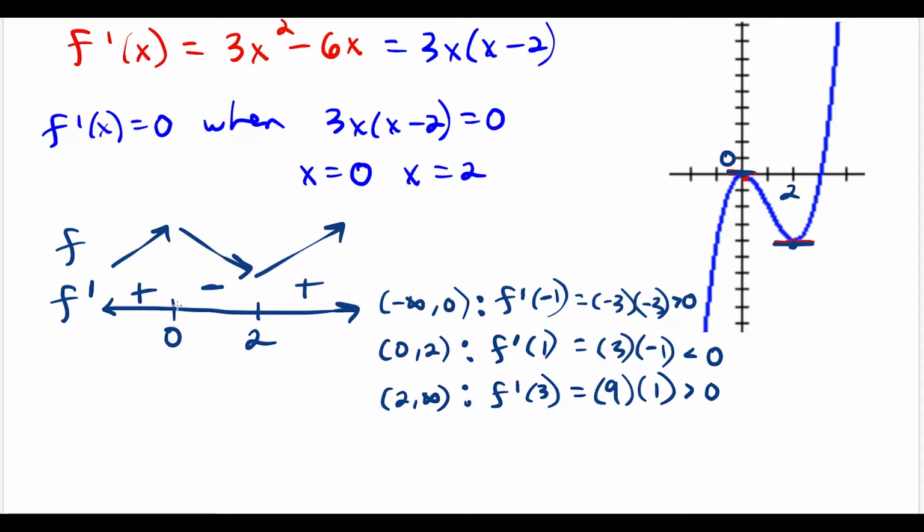But now, if we want to summarize everything that's going on here, the first derivative test tells us that when we have a sign change from positive to negative, we have a local max. So we could say that f of 0 is a local maximum, and the reason being that f prime changes from positive to negative at x equals 0.